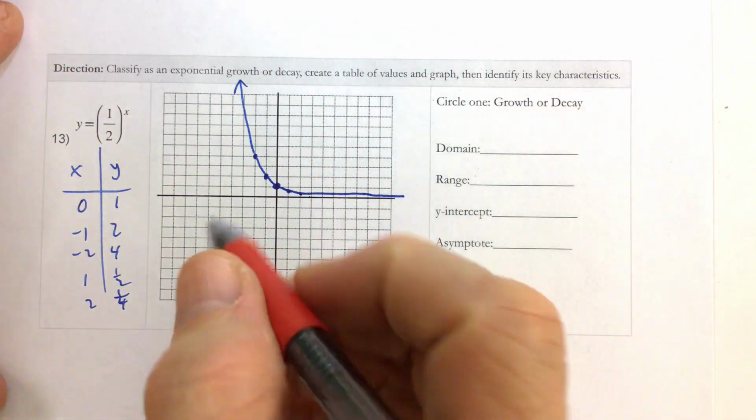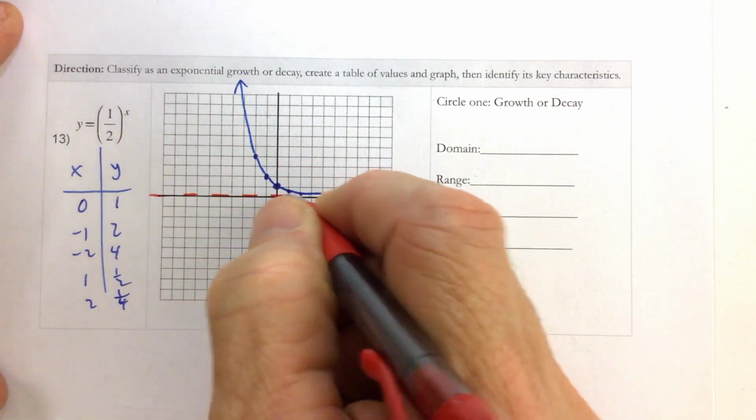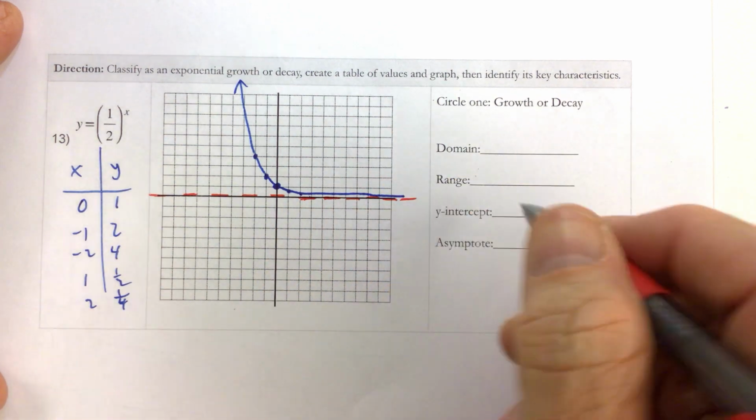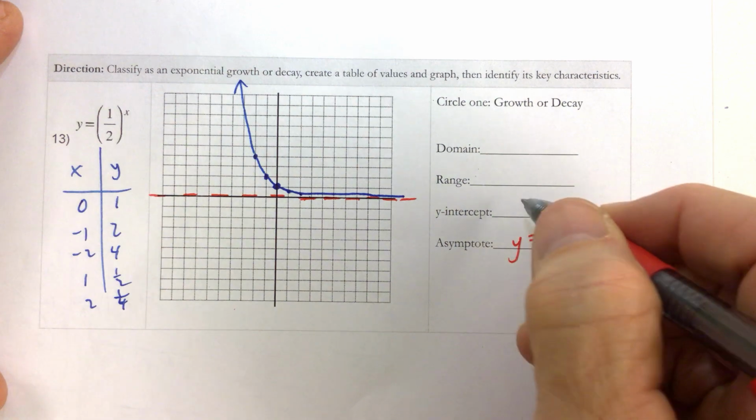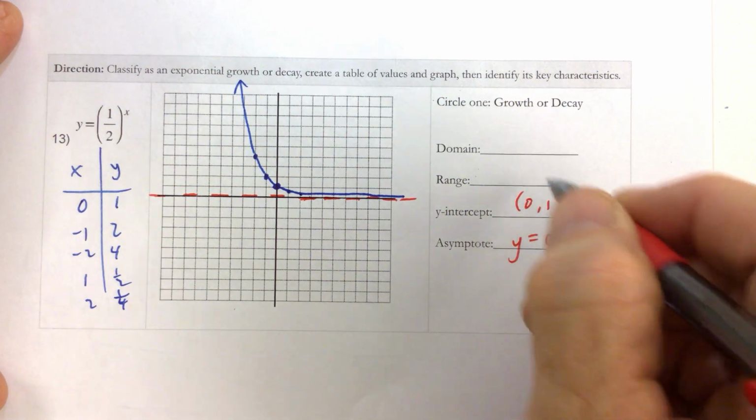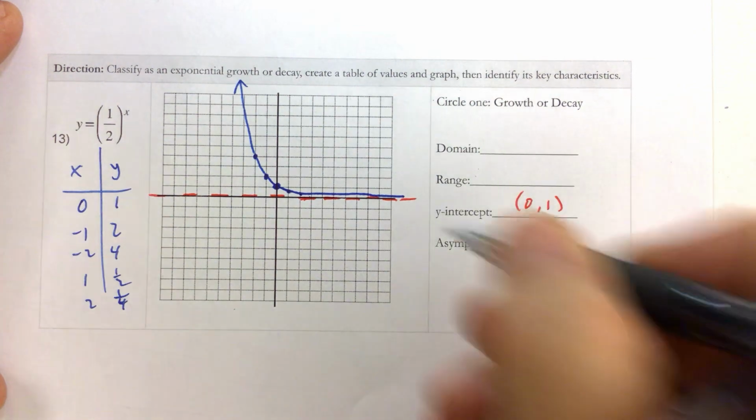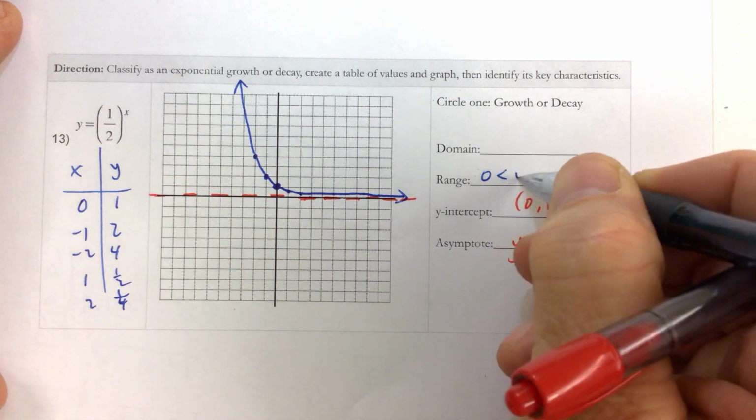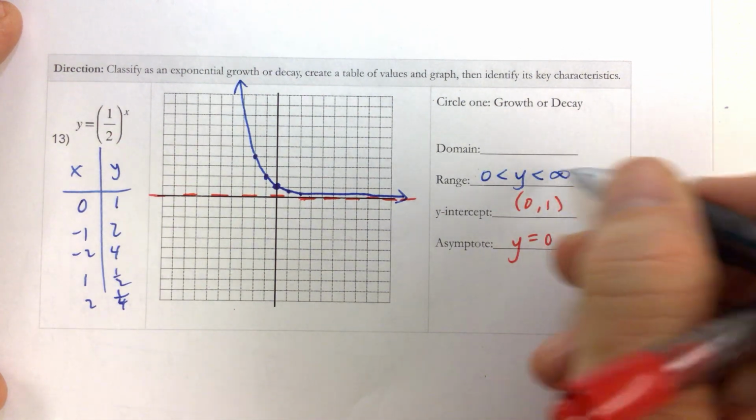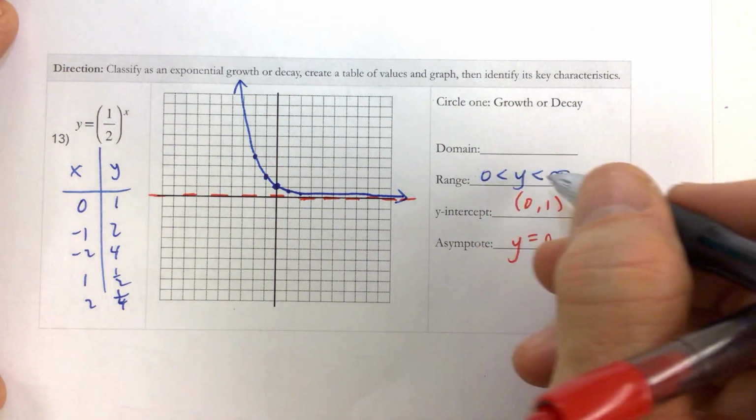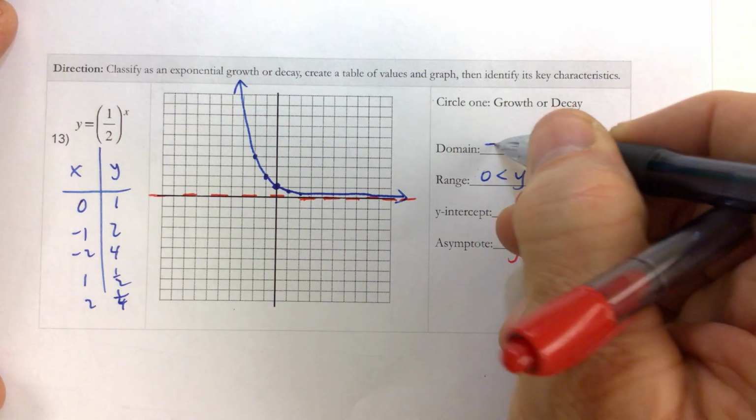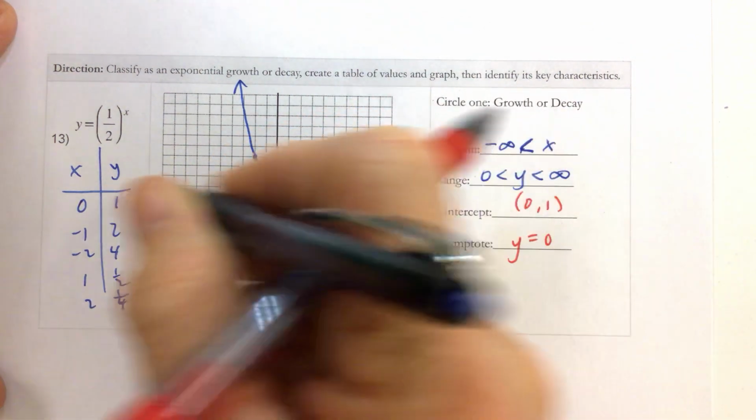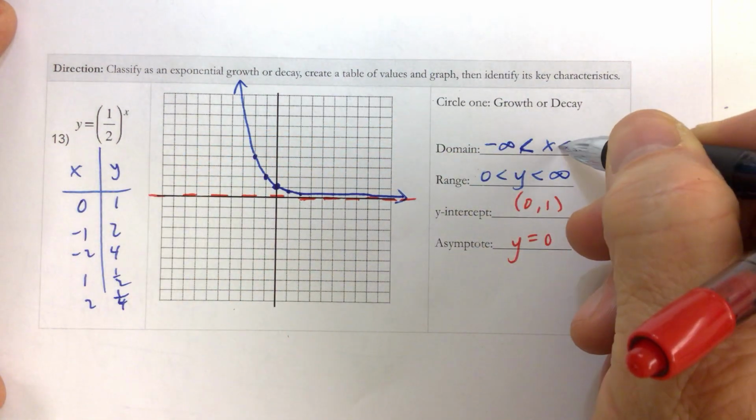Now with exponential functions, we have asymptotes, and the asymptote on this particular function is the line y equals 0. Our y-intercept, we already talked about that: 0, 1. From the graph, we can see the range is all real numbers greater than 0. So y has to be greater than 0 and less than infinity. Basically y goes from 0 to infinity. And then x can be anything, from negative infinity all the way to positive infinity, and there are no breaks in between.